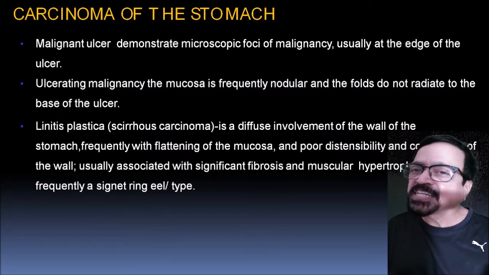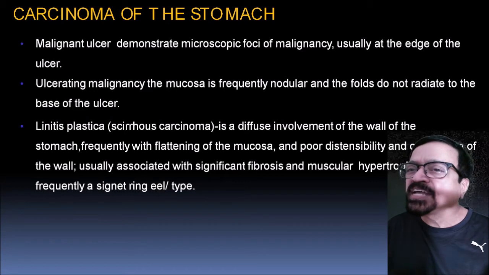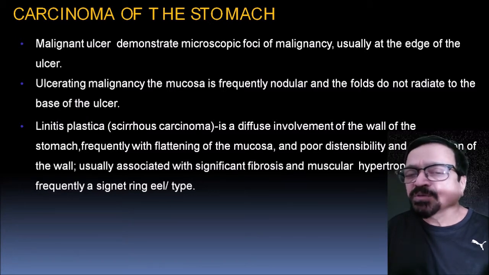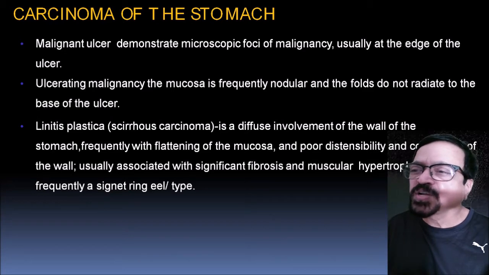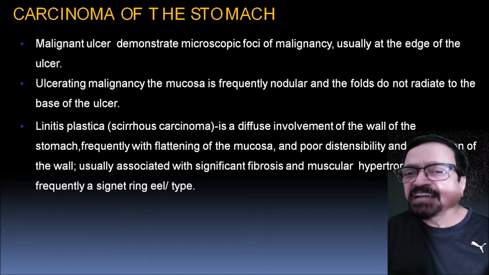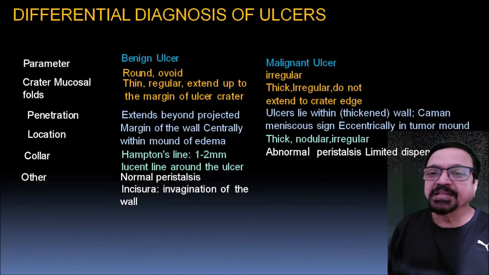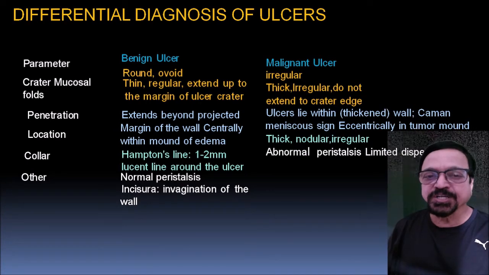Now linitis plastica is a Scirrhous carcinoma. It is a diffuse involvement of the walls of the stomach, frequently with flattening of the mucosa, and poor distensibility of the stomach because it has a small capacity, and contraction of the wall is restricted, associated with significant fibrous and muscular hypertrophy, and very frequently signet ring type lesions are seen. We have to diagnose ulcers.